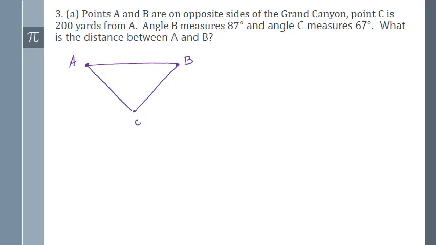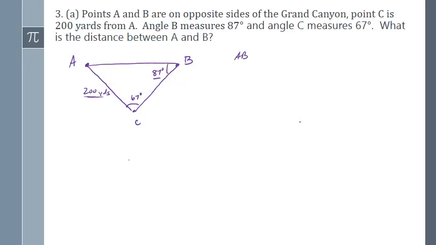So there's my picture. I know that the distance from A to C is 200 yards. I know that the angle at B is 87 degrees and the angle at C is 67. So when I look at this, I've got angle, angle, side. So since we have angle, angle, side, we can use the law of sines. Since we have an angle, side, opposite pair, we can use the law of sines to find side AB.